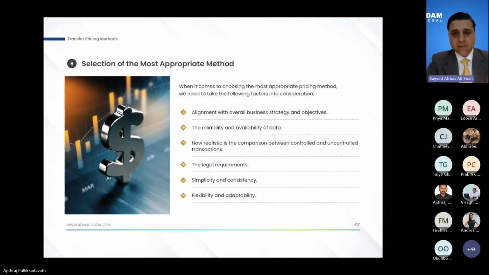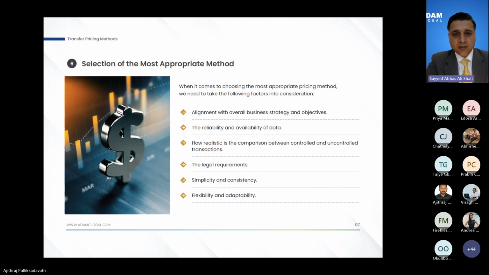The pricing, is that aligned with your business strategy? The pricing method that we are using, is that aligned with your business strategy? Is that aligned with the long-term, short-term, medium-term objectives? These are the questions that we need to ask ourselves prior to choosing a method, okay?